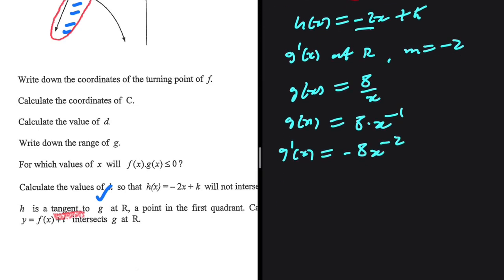But we know the gradient at r. The gradient at r is minus 2. So now we're interested in finding the x value at r. So we're going to say minus 8.